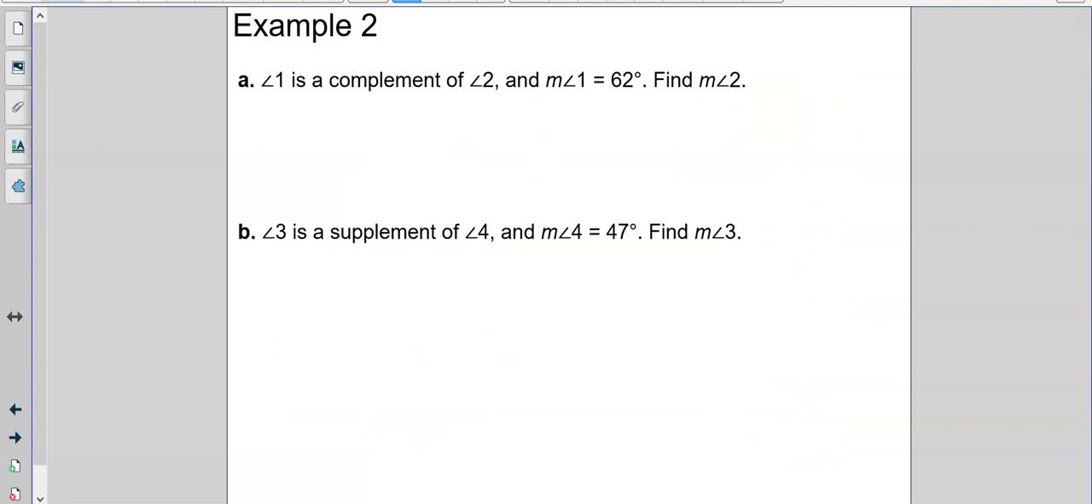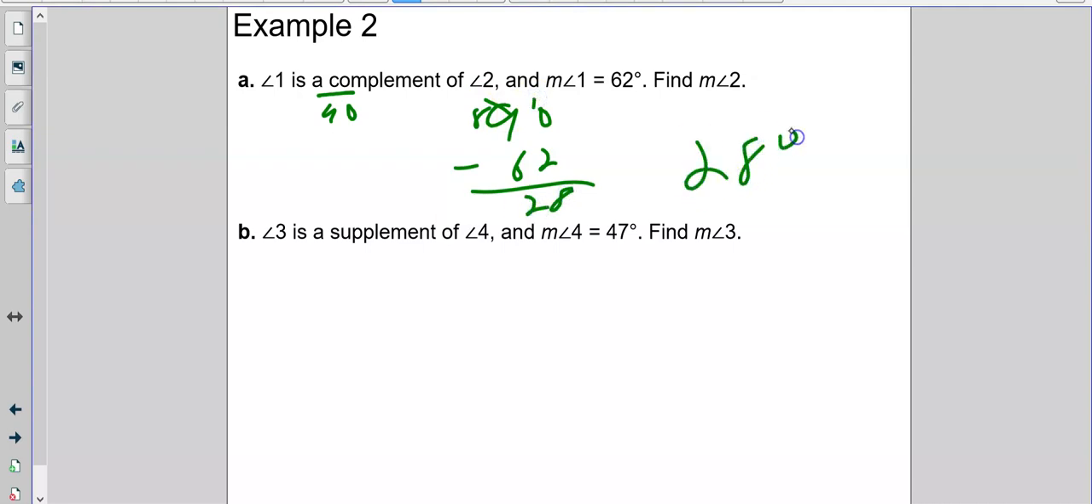All right, number 1 is a complement of 2. If number 1, angle 1 is 62, find 2. Well, complement again means 90. So all we need to do is do 90 minus 62. So we're going to borrow, that's 8, that's 2. That would be 28 degrees.